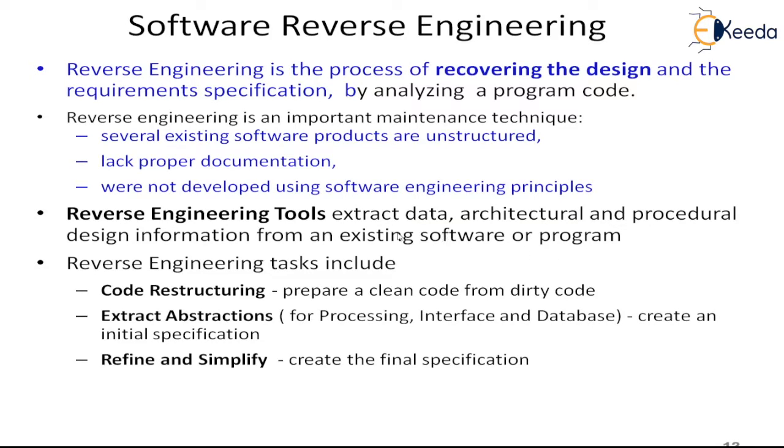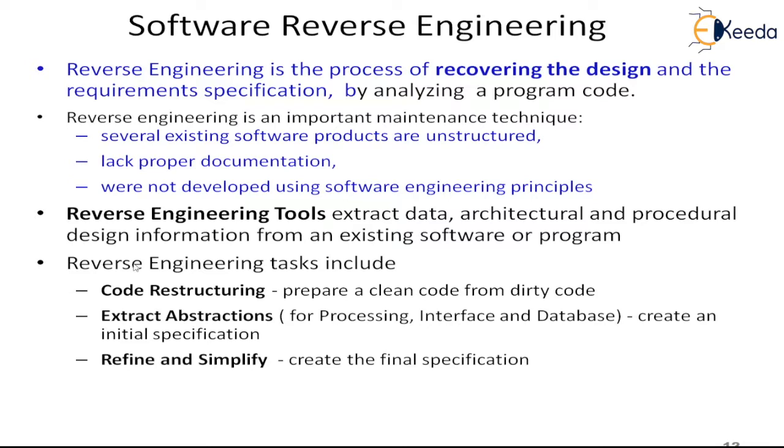So, if you have an existing program or a set of programs which comprise the software, you can give this as an input to the reverse engineering tool. The reverse engineering tool will actually go into these software programs. It will make different passes into those programs and try to extract the data. When I say extract the data, it will try to extract the data structures and the architectural information. That means the module interaction and the procedural design of the module. Those things it will try to extract from the software input.